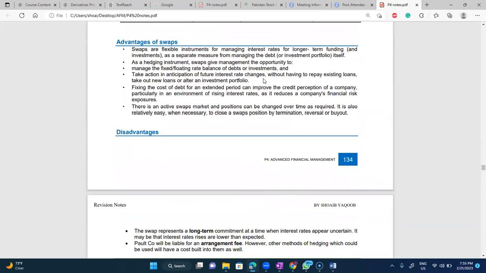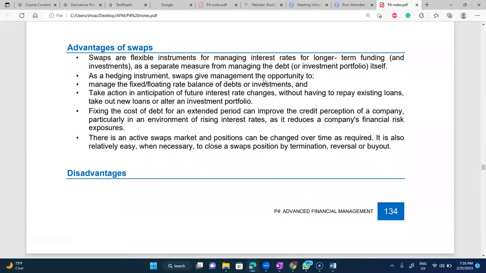Swaps are, and let me discuss the advantages. Swaps are flexible instruments for managing interest rates for longer term funding. Remember, you learn forward, you learn future, you learn options, you learn collar. All are for short term. Forward, short term contracts. Future, short term contracts. Options, short term contracts. But swaps are the only instrument. Swap is the only instrument that is for longer period of hedging. If you want to hedge the long-term exposure, use the swap contract.